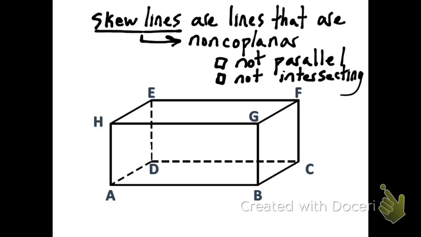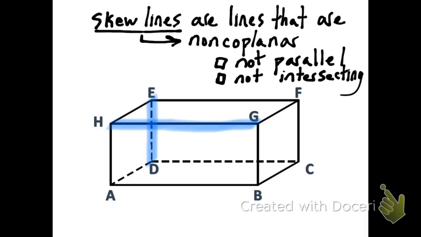So we have to test it for 2 things. The first box says that they're not parallel. The second box, not intersecting. So let's look at an example. Line GF and line AB, the 2 highlighted lines. The first box there, the check box, says not parallel. Are these not parallel? Correct. They are not parallel. And then we're going to check to see if they are not intersecting. Are they not intersecting? Correct. They're not intersecting. So therefore they are skew lines.